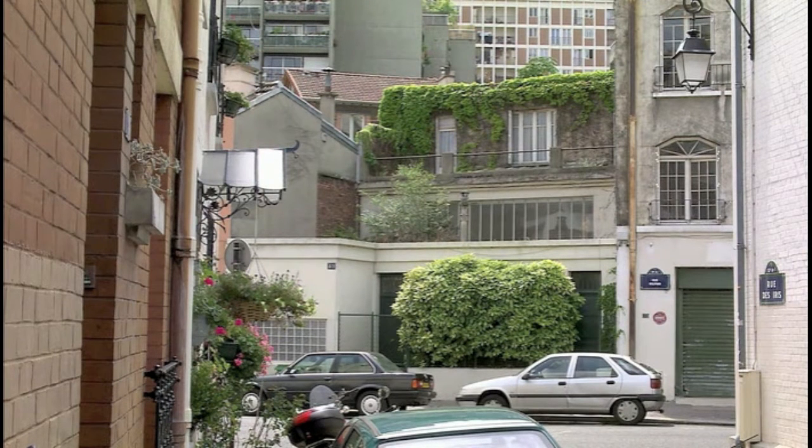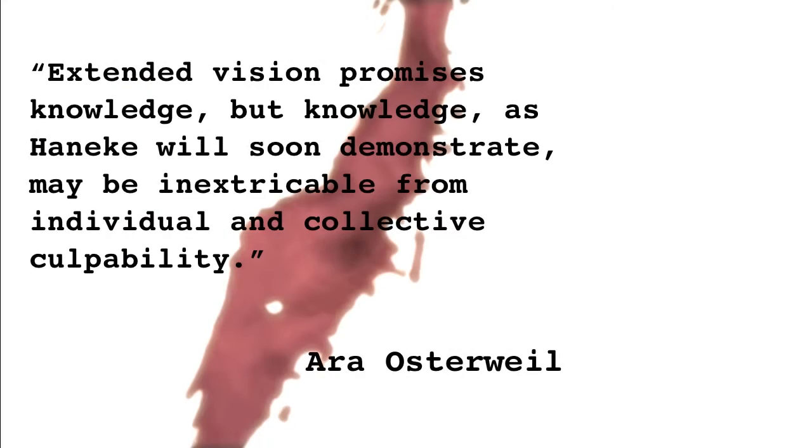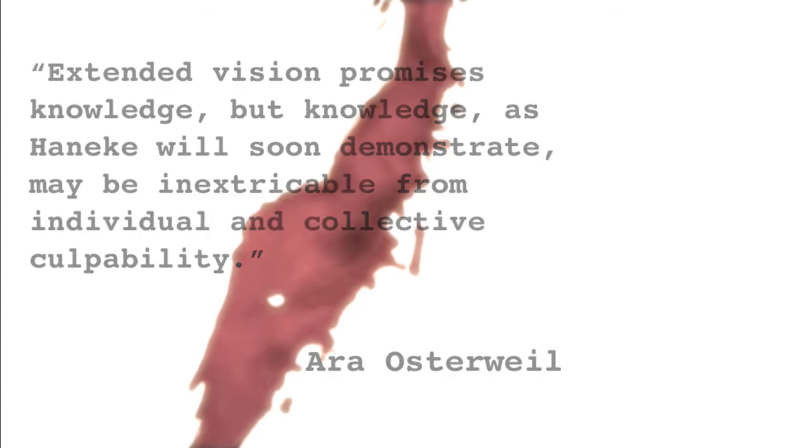Is there anything significant in the name of the street, Rue des Iris? Is it just a nice name about flowers, or is it a reference to the eye? As Ara Osterweil says, extended vision promises knowledge, but knowledge, as Haneke will soon demonstrate, may be inextricable from individual and collective culpability. And here's where we bring in the other theme of the film, that of national, perhaps specifically post-colonial guilt, and the subject of historical memory.